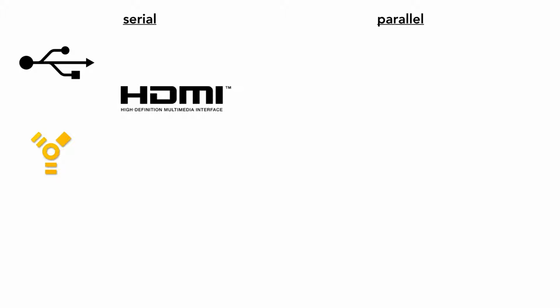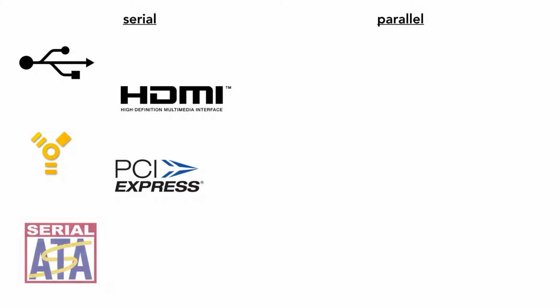Moving on to internal components. If you plug in a new graphics card into your PC, you'll probably be using a PCI Express slot, which consists of multiple serial communication channels. For your newer and bigger hard drive, you'll probably use SATA, serial ATA, which again has serial in its name. To connect multiple computers, you may want to use an Ethernet network, which again is a serial communication.